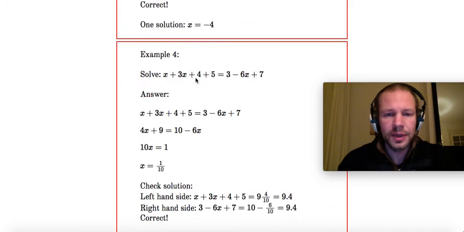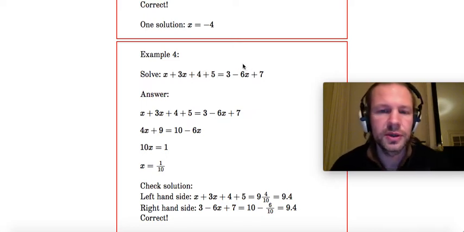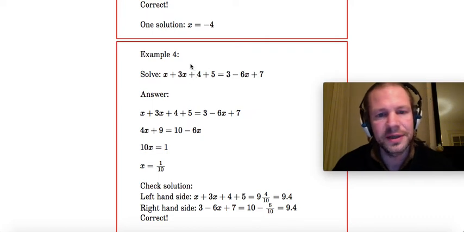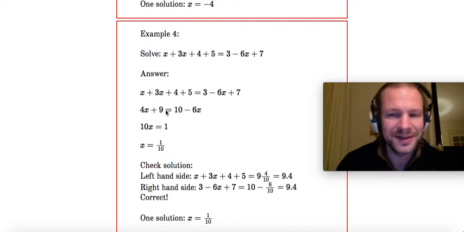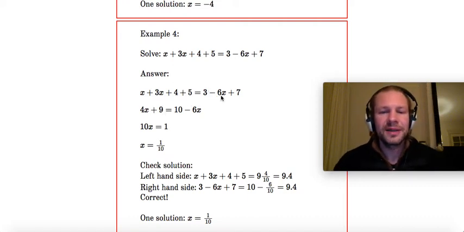So in the beginning I told you to simplify the equations before you start moving constants to the right and x's to the left. So in this case, x plus 3x is actually 4x, and 4 plus 5 is 9. 3 minus 6x plus 7, you can add the 7 to the 3, which is 10, minus 6x. So this is the simplified version of this equation.